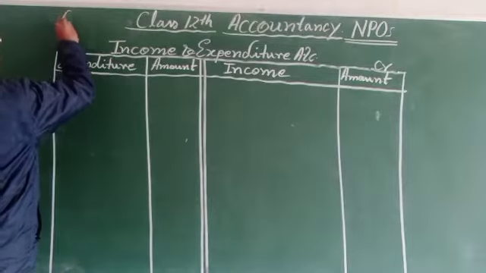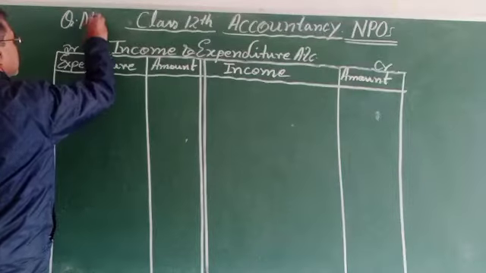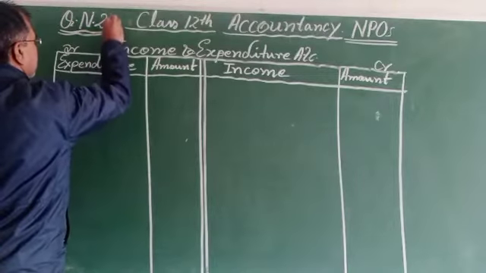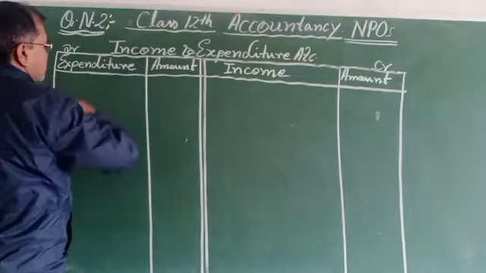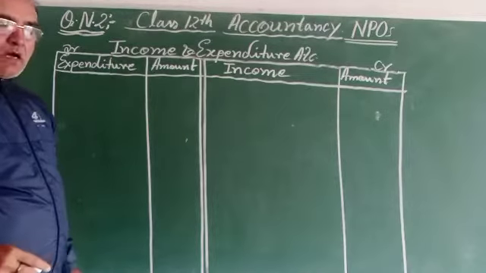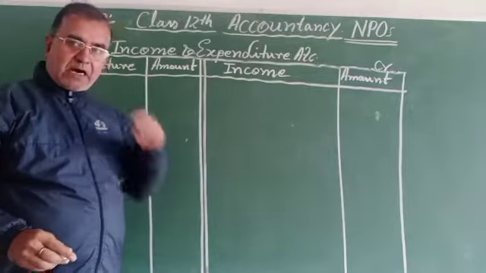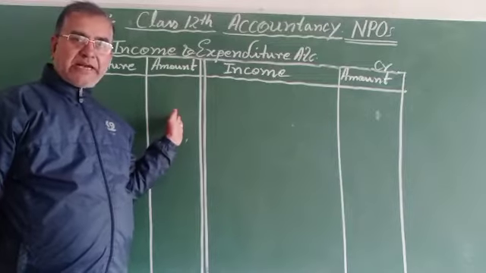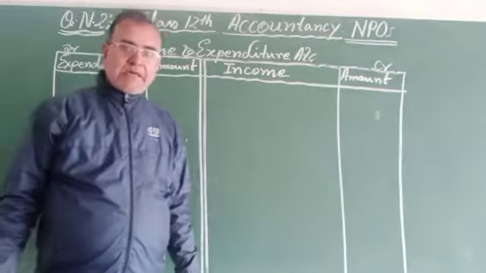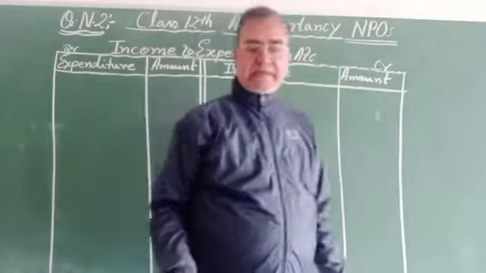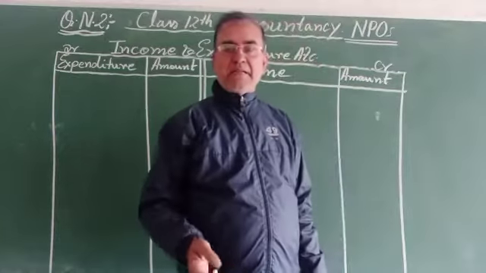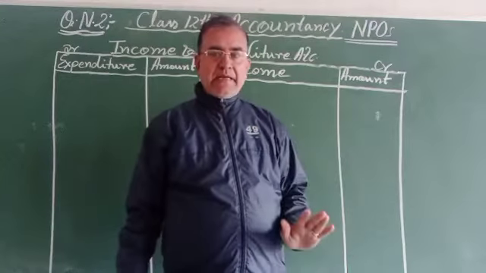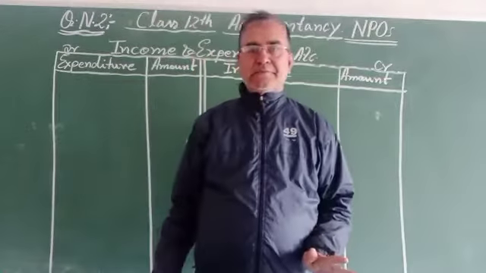Question number second. Through this question, we will see how the items given of a not-for-profit making organization are recorded in the income and expenditure account. With the help of the receipt and payment account given in the information, the income and expenditure account is prepared.